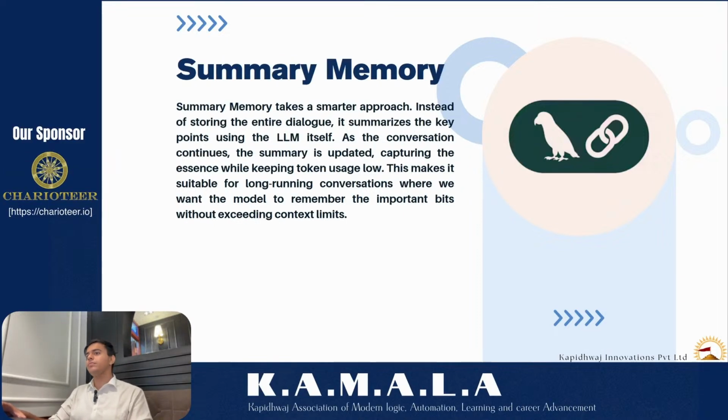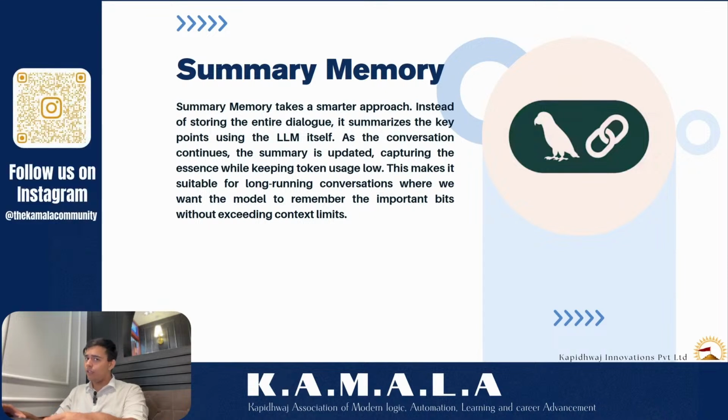Summary memory takes a smarter approach. Instead of storing the entire dialogue, it summarizes the key points using the LLM itself. As the conversation continues, the summary is updated, capturing the essence while keeping token usage low. This makes it suitable for long running conversations where we want the model to remember the important bits without exceeding context limits. So we understood how buffer and summary memory work, right?